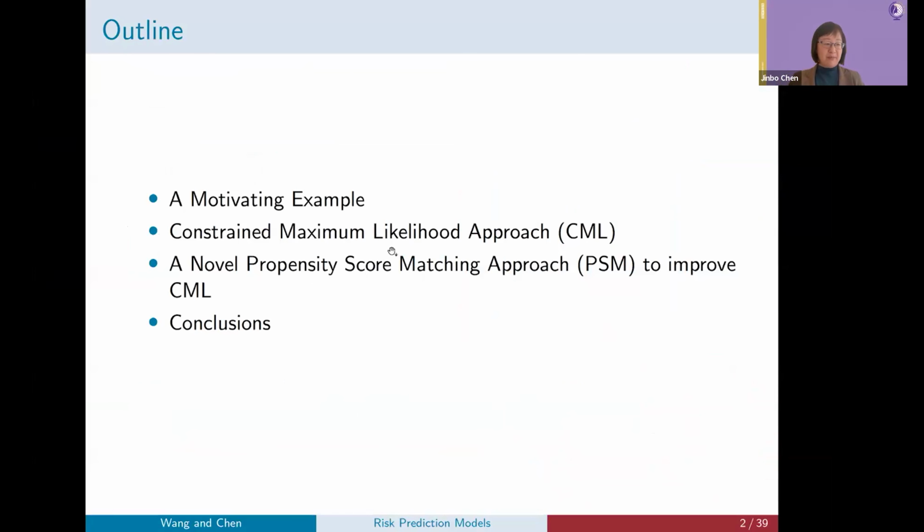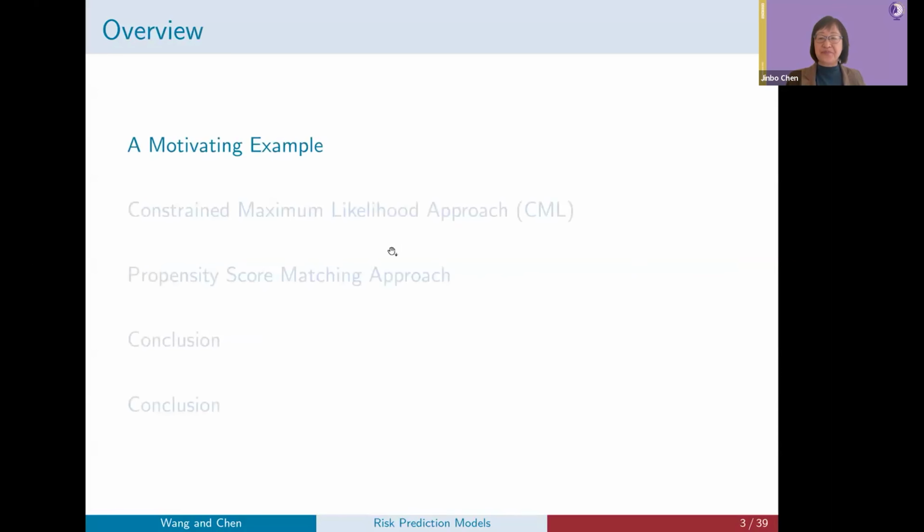So I will talk about a motivating example. Then I will go through the constrained maximum likelihood approach we developed for our problem, and then an improvement of the problem through a propensity score matching approach. So I will talk about the details of this now.